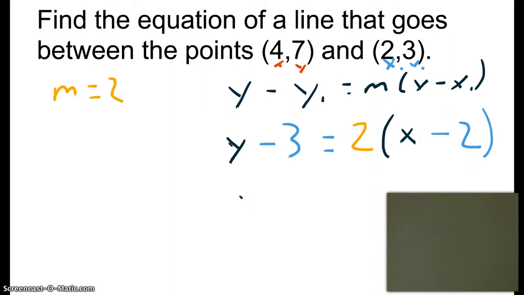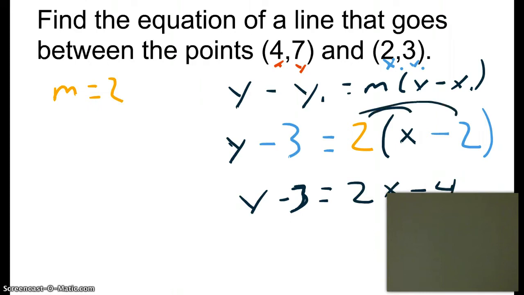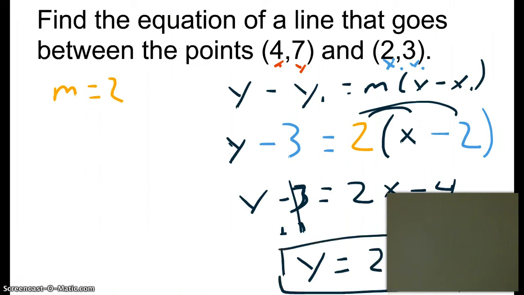Alright? Y minus 3, I'm going to distribute the 2 to get 2x minus 4. Again, that's just from distributing the 2. And now slope-intercept form just has y by itself. So I'm going to add 3 to both sides. And what I would get is my final equation. Y equals 2x minus 1. That's the equation of that line. Alright.